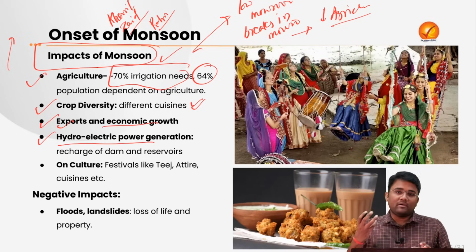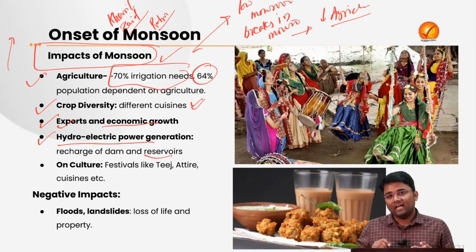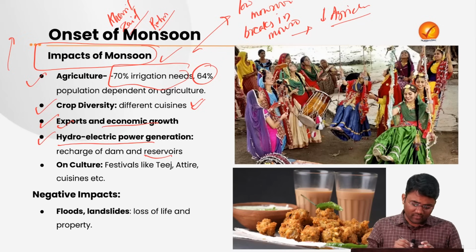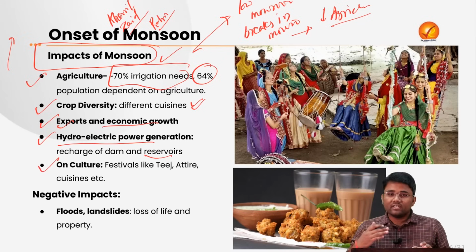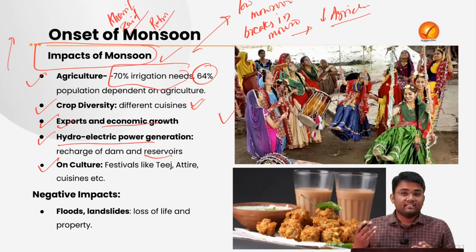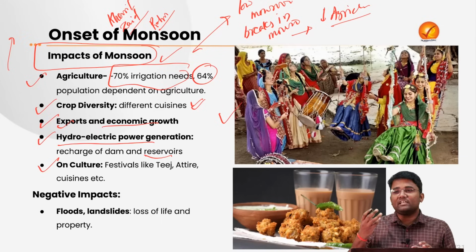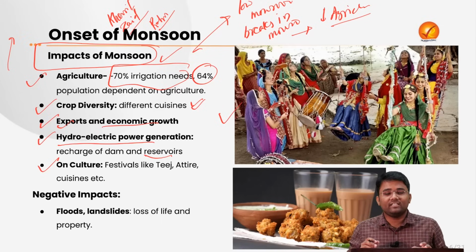How? With the coming of the monsoon, it leads to recharge of dams and different reservoirs, and that helps in better hydroelectricity generation throughout the year. It also impacts our culture. During the monsoon season, in different parts of our country, there are different festivals that are celebrated, like the festival of Teej, which is majorly celebrated in the northern part of our country. Then there is attire diversity that is also provided by the monsoon season. Then there is cuisine diversity that is provided by the monsoon.